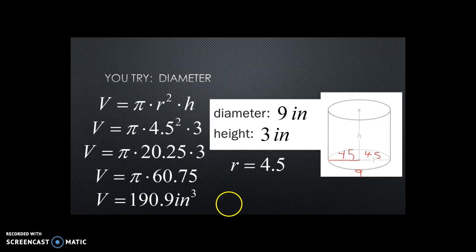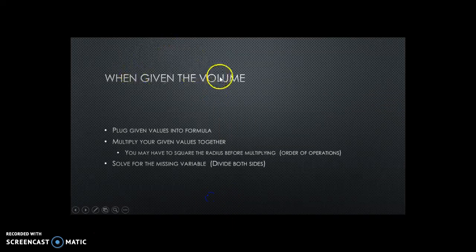So some problems, we are given the volume. In this case, you're going to plug given values into the formula. So one of those given values is going to be volume. You're going to multiply your given values on the right side. So it's either height or radius and pi. You're not going to know either the height or the radius. If you're given the radius, you're going to have to square that before multiplying, order of operations. And then we're going to solve for the missing variable.